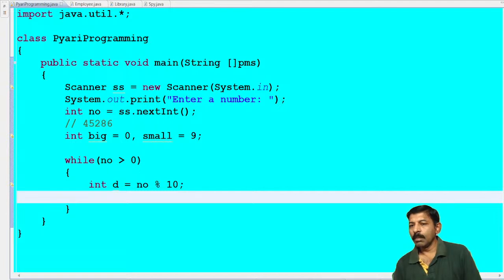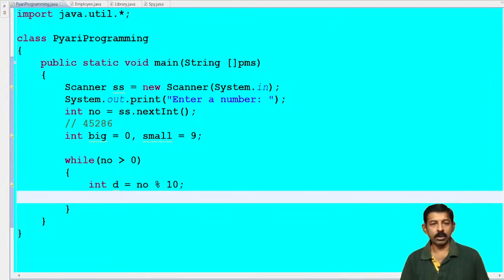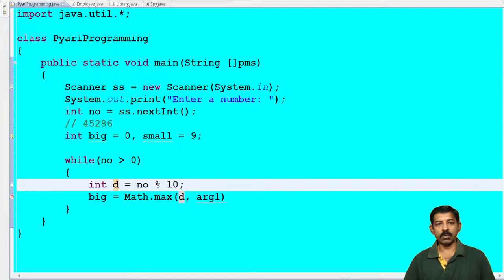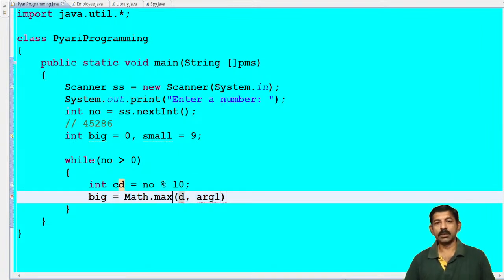Big is equal to Math.max(big, d). Yes. Now I will compare the d and big, and whichever is the biggest one, I will store it. Good, excellent. So I will say big is equal to Math.max between your d. D is my current digit, and I can make it like this. If you can understand it quite easily. This is my current digit that I have extracted, compared with the earlier biggest digit.